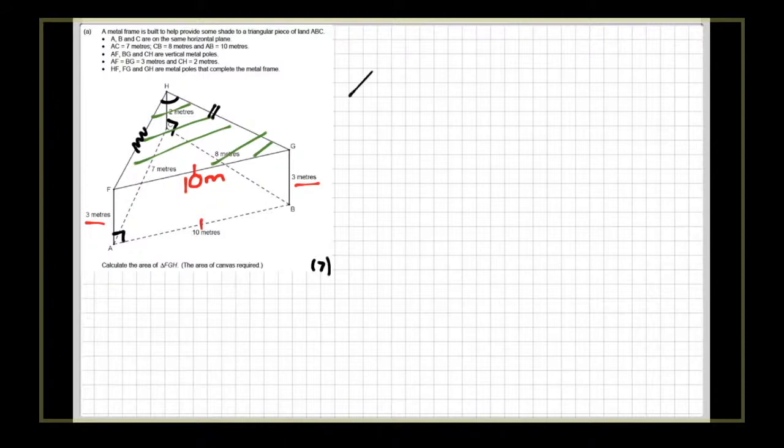So if I draw this triangle, the slanted one, I like to draw everything separate from one another before I start. So F, G, and H. If I look at F, G, and H, that is now the slanted one that I'm going to look at. I know that is 10 meters. So I need that side, and I need that angle in between.